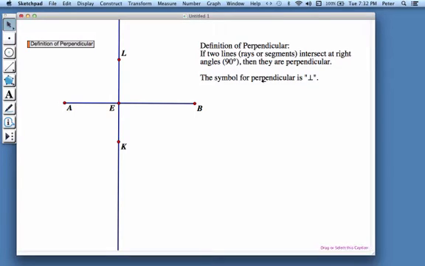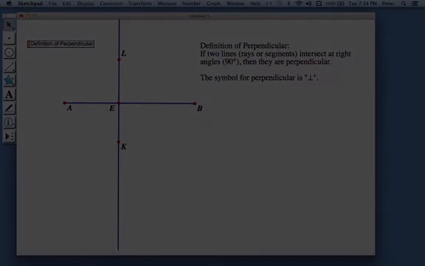The symbol for perpendicularity is this upside down T, which looks like two segments meeting at right angles. We should be careful never to assume perpendicularity from a diagram. That's something we have to be told. So we would have to be told angle LEB is a right angle, or angle AEK equals 90 degrees, something like that to indicate that the two lines are perpendicular.